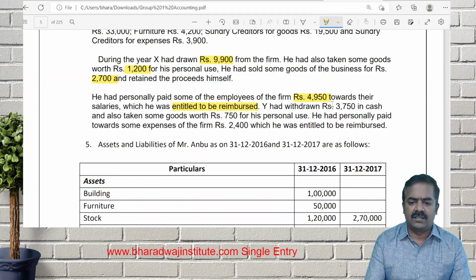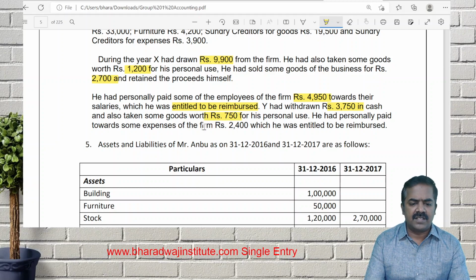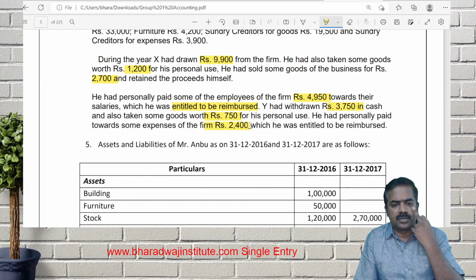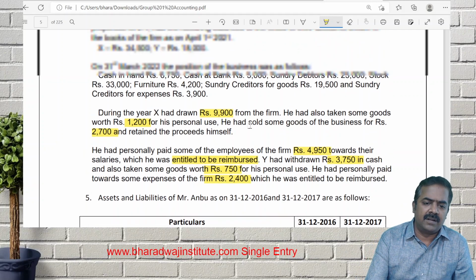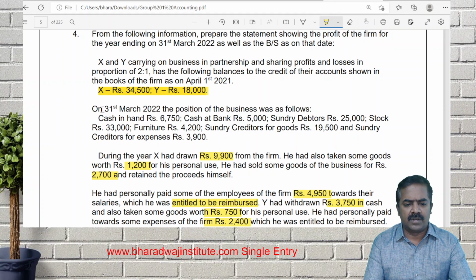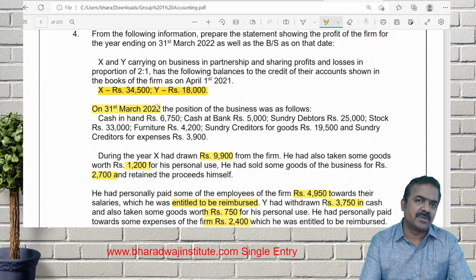Then Y had withdrawn 3,750 in cash, plus he has taken some goods for personal purpose; both are drawings. Plus he has personally paid some expenses which are entitled to be reimbursed. So the last two paragraphs talk about drawings and additional capital. Opening capital is already given to us. So we have to prepare the statement of affairs on what date? 31st March 2022. Shall we start?